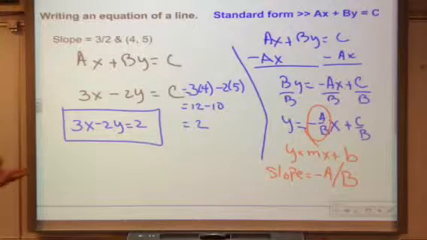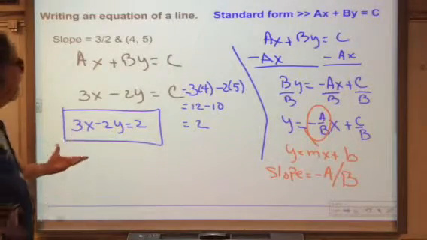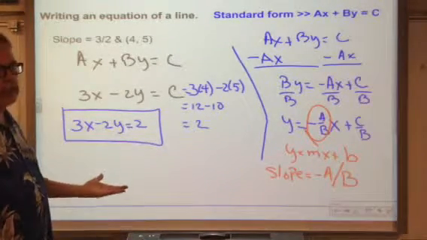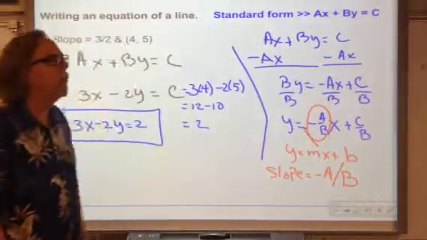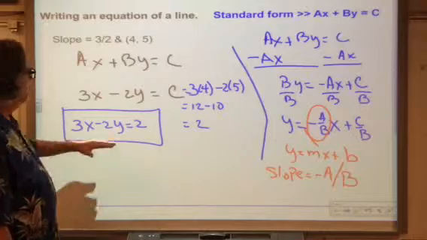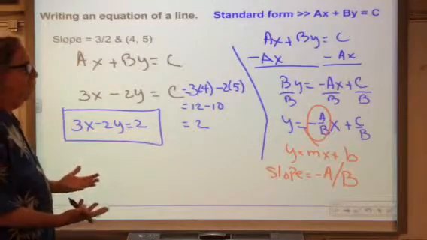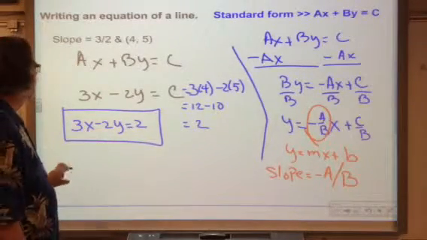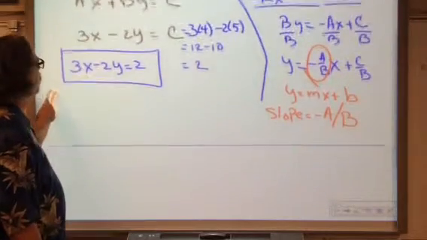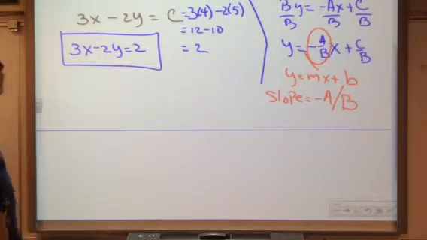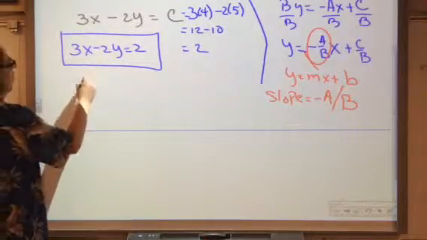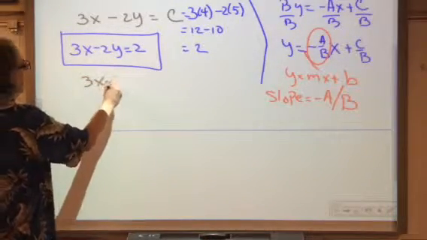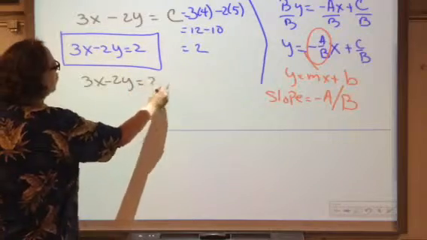Now, a lot of times they're going to want us to write that in slope-intercept form, which is, again, like the y equals mx plus b. Well, it's real simple. We just have to take this and solve it for y. So if I can move this up a little bit here, give me some room. Let me write this over: 3x minus 2y equals 2.